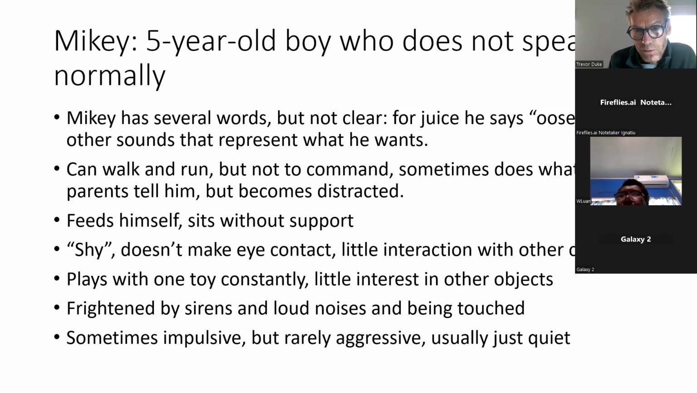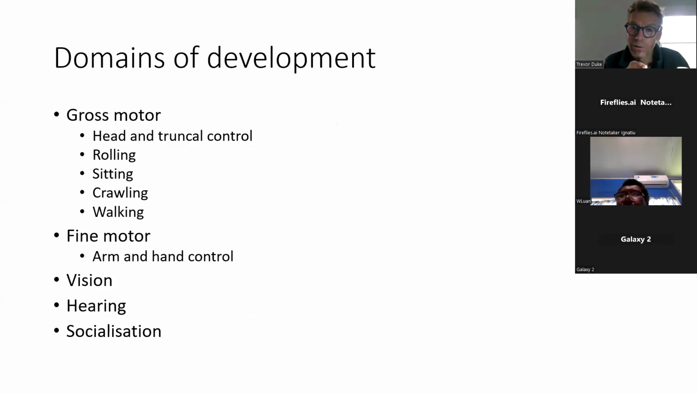So when we think about development, we think about the fine motor skills or the gross motor skills, such as head and truncal control, and at different ages, rolling and sitting and crawling and walking and running, those motor milestones. We sometimes think about fine motor skills like arm and hand control and finger control and the use of objects. Mikey was okay with all of those things. And his vision seemed to be normal, and his hearing seemed to be normal. He had actually very sensitive hearing, it appeared to be, even though he couldn't respond so well to commands or requests for certain things, but his hearing and his vision seemed to be normal.